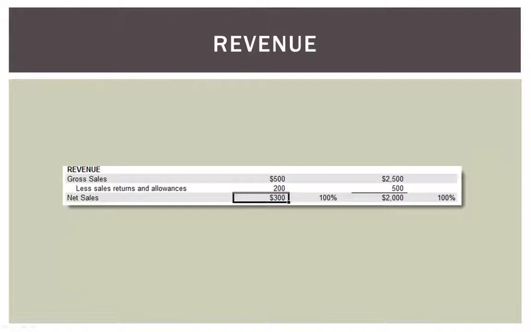So here's the revenue line up close. You can see gross sales of $500,000. And I did forget to mention that the first set of numbers are for the current month, and the right-hand column is for year to date. So they're representing the same information, it's just a different time period. So for the month, our gross sales were $500,000. We had returns and other allowances that then reduced that net sales to $300,000.